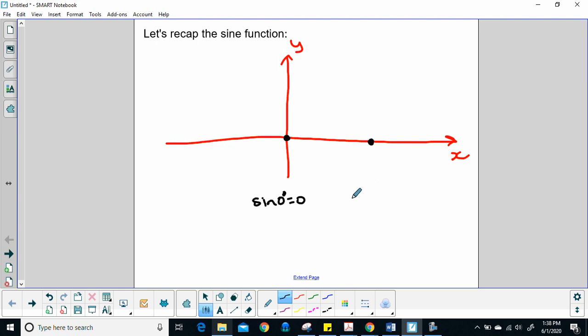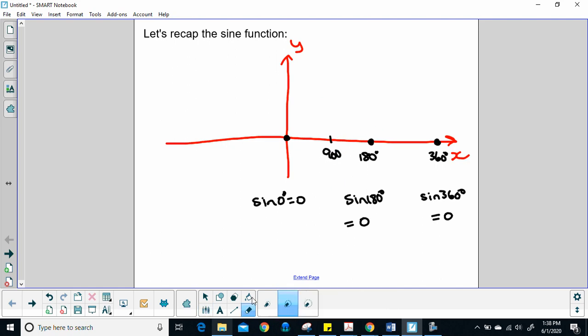Sine of 180, type it in, that's 0. Sine of 360, well, those values were all 0. So there's at 0, there's at 180, there's at 360. Okay, and then if we split that in half here, let's see at 90 degrees. Oops, that's a degree sign.